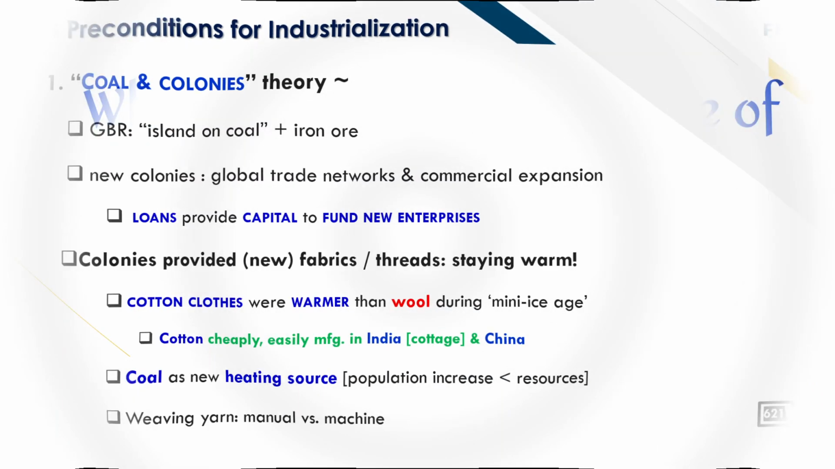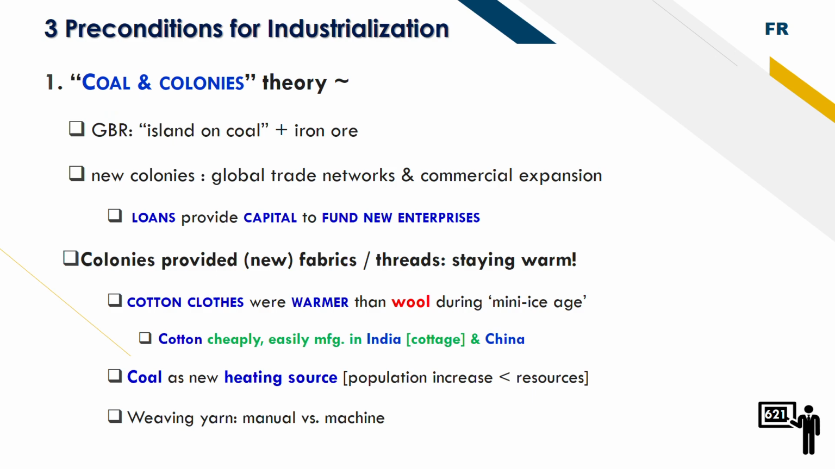So when further discussing this coal and colonies, Great Britain was an island that was sitting on coal. The reason the British wanted to dig up the coal was that Europe was going through a mini ice age from about 1400 to 1800, and so winters were especially cold. How do you keep warm? You burn firewood, but firewood is sometimes not enough, and so coal was seen as an alternative heating source. You dig it up and you use it to heat houses and other things.